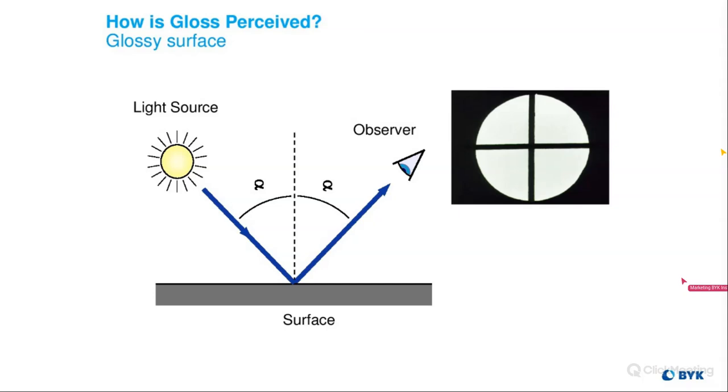Can you repeat the question again? Yeah. How do factors like surface texture, transparency, and substrate affect gloss readings? And how do we account for these variables?